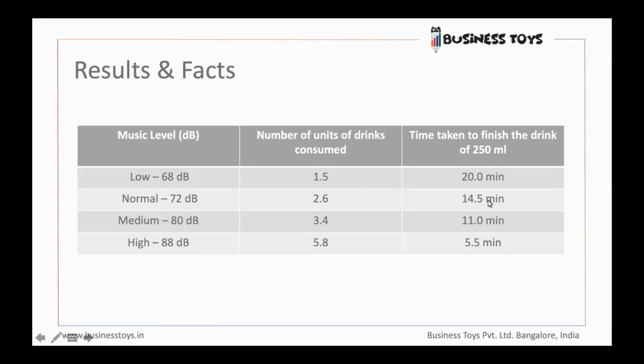Is there a statistical concept behind this? I understand that a lot of people are new and might not know the statistical concept, but is there anybody who knows it? Okay, the answer is correlation. Correlation helps us understand the relationship between two variables. Anyway, we are not going to discuss that now. So we understood that there is a positive relationship between the music level and the number of drinks consumed, and a negative correlation between the music level and the time.